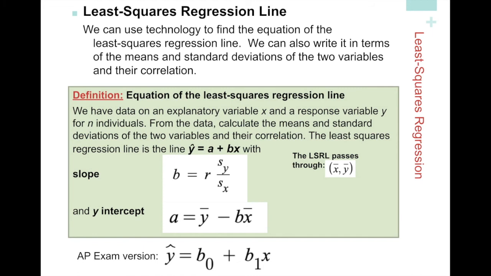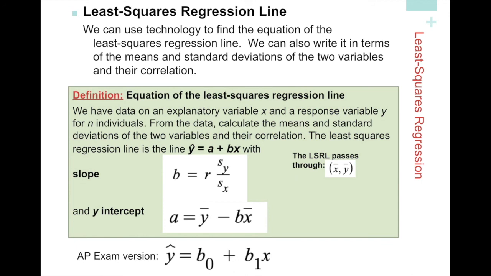of X. Okay, so you could simply do a 1-var stat, find X bar and SX, find Y bar and SY. They'll give you R, and you could figure out the slope. Okay, then you could use Y bar and X bar and the slope and figure out A, and there's your equation for the least squares regression line.